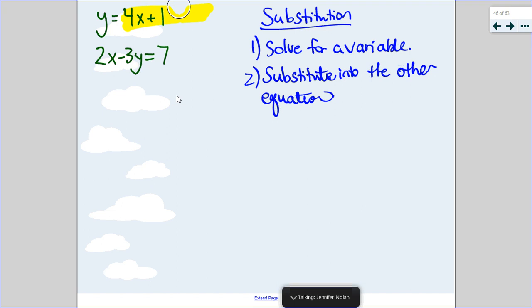So then in my other equation, instead of writing y, I'm going to write 4x plus 1 in place of y. So what that looks like is 2x minus 3, parenthesis, what y equals. So what y equals is that 4x plus 1, and then that equals 7. So notice I rewrote that equation, but I substituted in 4x plus 1 for y. And now you've accomplished the same goal we accomplished last time, which was writing one equation with one variable, which is solvable. So what would you do first to solve?